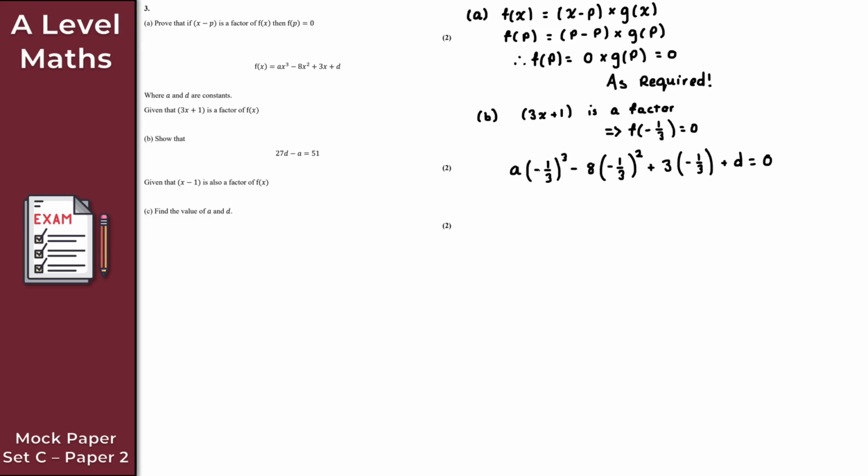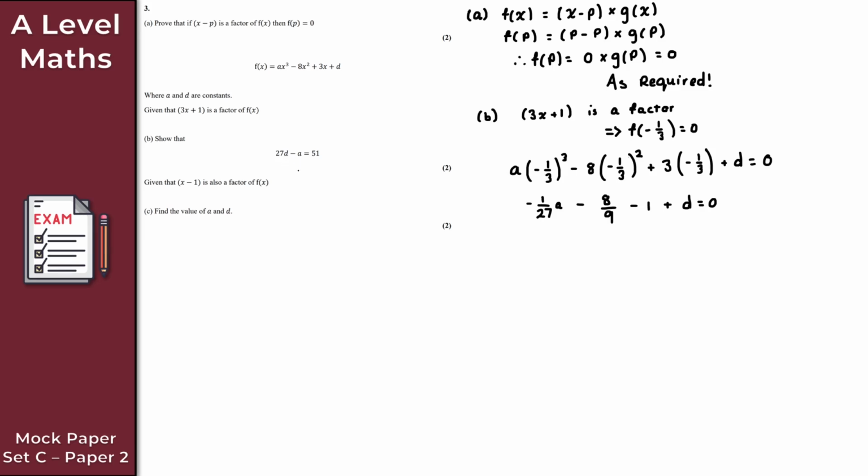So what do we get then? To get minus 1 over 27 times by a, it's minus 1 over 27a there. Minus 1 over 3 squared is 1 over 9, so times that by minus 8, I get minus 8 over 9. 3 times minus 1 over 3 is just minus 1 plus d then. And this here is equal to 0.